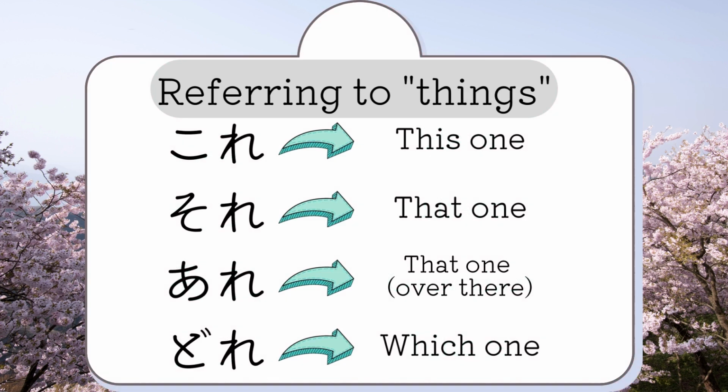これ、それ、あれ、どれ。 This is equivalent to this one, that one, that one over there, and which one. We can use this to refer to things. You can take a look at this chart. And let's move on to the example of how to use this.